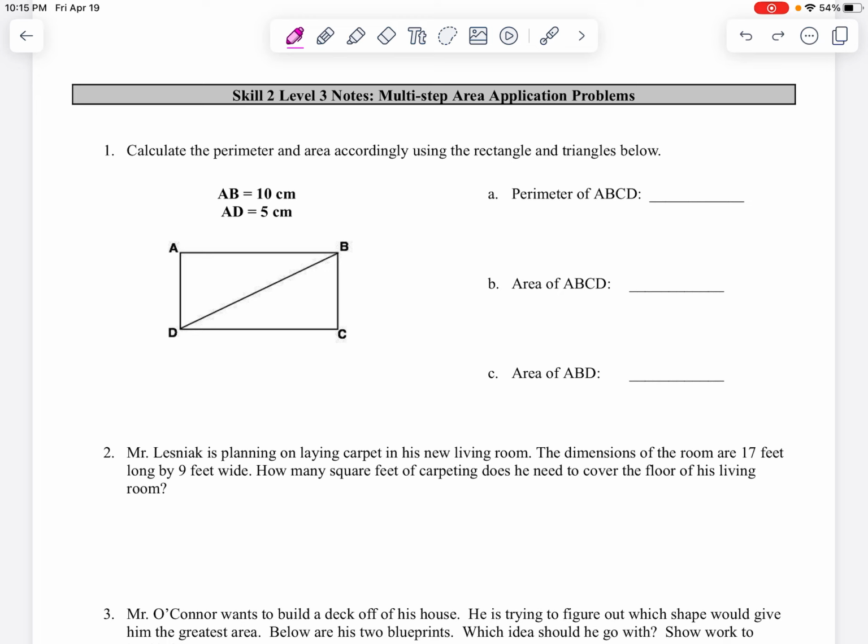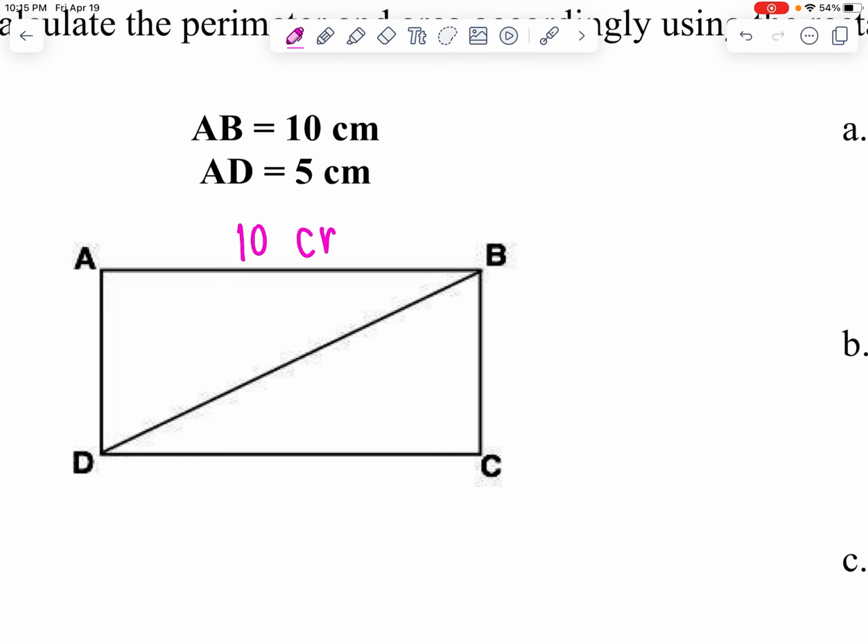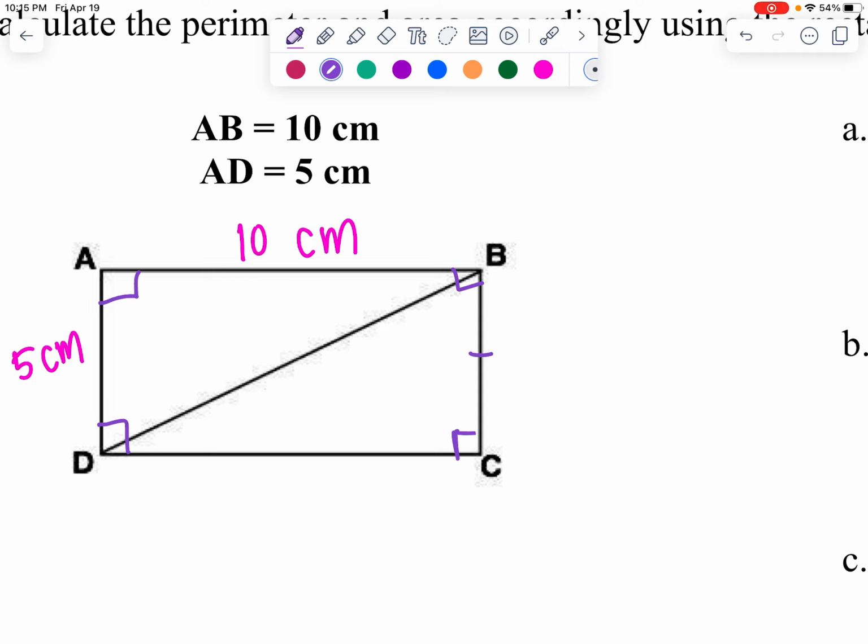So my first thought process when we're going to solve this problem is to fill in what we already know. It says AB is 10 centimeters, so that means this is going to be 10 centimeters right here, and AD is 5 centimeters. Now, if we're looking at this whole shape, we can assume we're dealing with a rectangle. So with that, I'm going to put my right angles in. We know that it is a rectangle, so the opposite sides are going to be the same. That means this is going to be 5 centimeters, and this is going to be 10 centimeters. Okay?